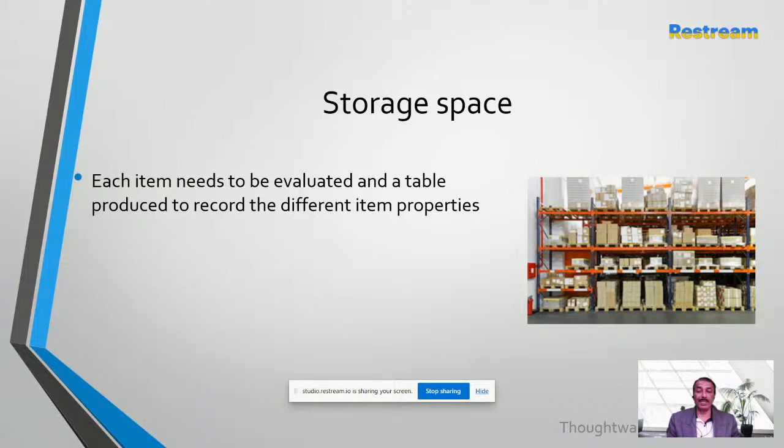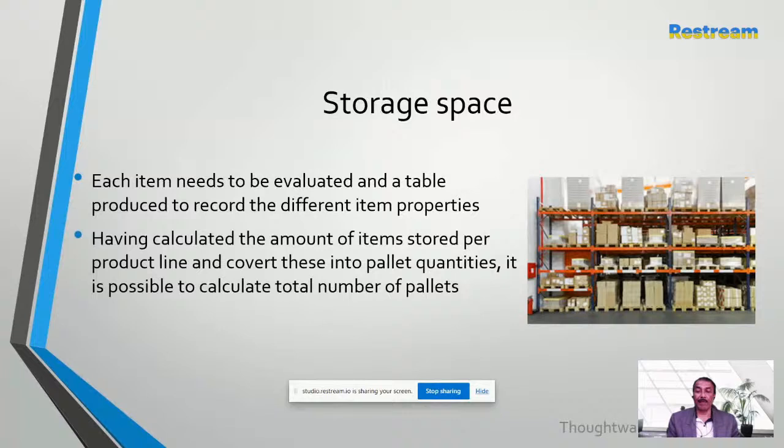Coming to the storage space, each item needs to be evaluated and a table is produced to record different item properties. We will see what kind of table we are talking about here. Having calculated the amount of items stored per product line, you should convert everything to a pallet quantity, so it should be possible to calculate the number of pallets. Finally, most warehouses store the item in a pallet as it is a basic form of unitization, either for storing or handling.